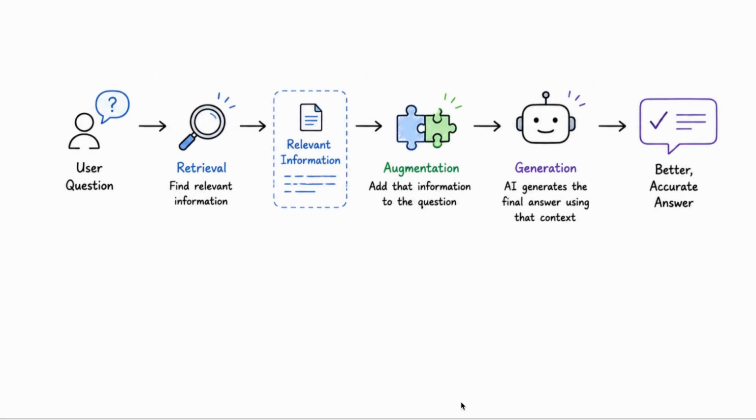In simple terms, RAG means giving the AI the right information before asking it to answer. Not all information, only the relevant information. Let's understand this step by step.